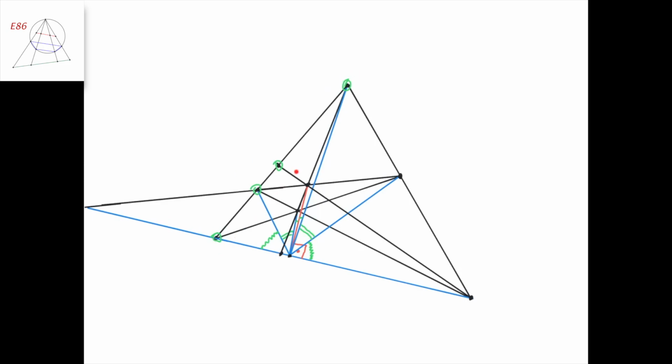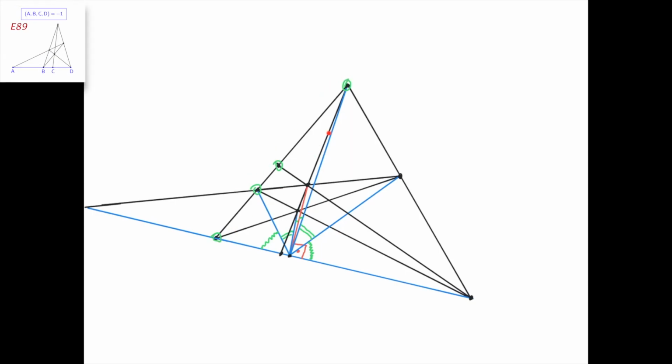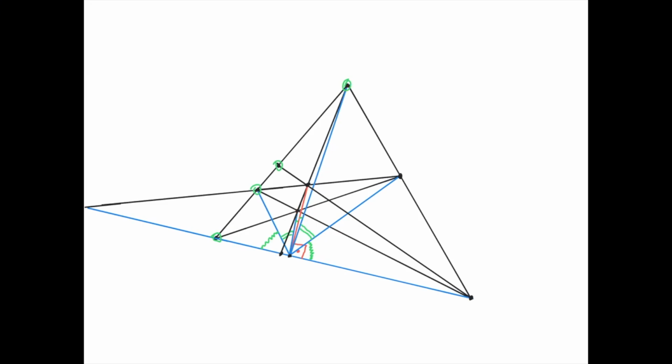So these 4 points would be the projection of these 4 points, meaning that the cross ratio is preserved. But we just saw that these 4 points are in harmonic division, and therefore these 4 points are in harmonic division, which means that this red line is also the angle bisector of this angle right here. This means that this angle equals this angle equals this angle, and this angle equals this angle. And that finishes the proof of the generalized Blanchet's theorem.